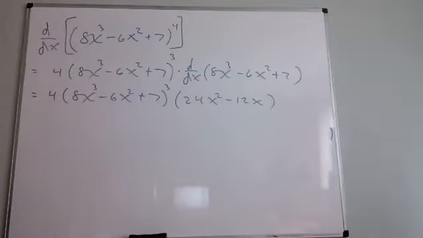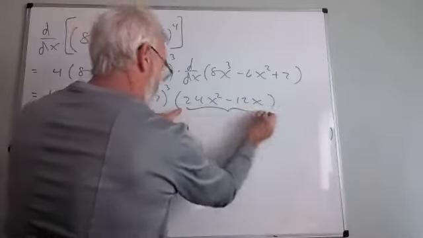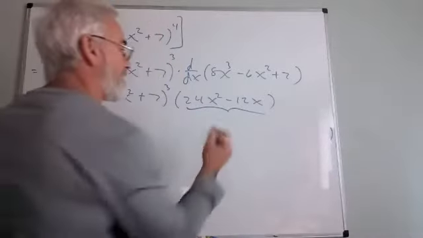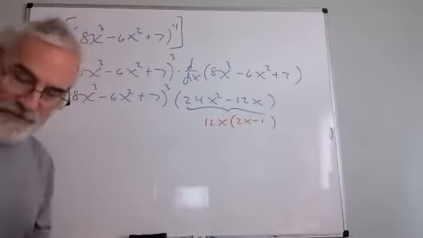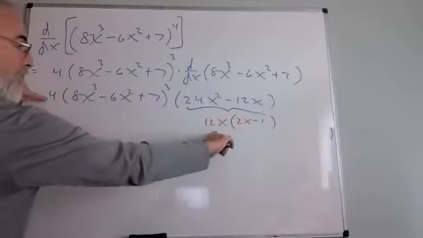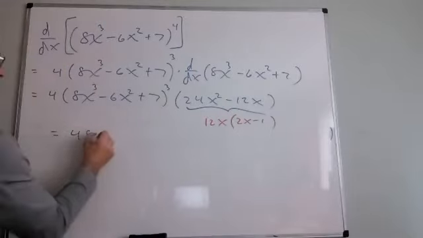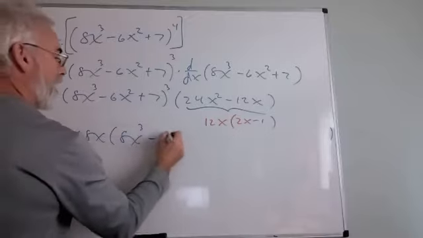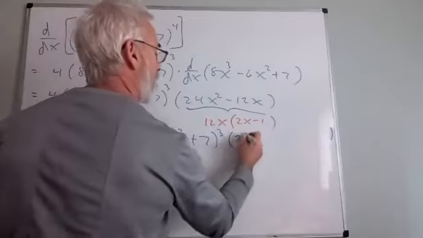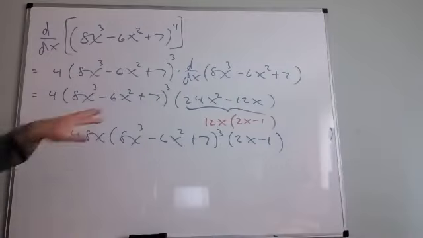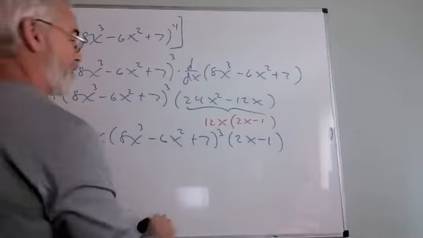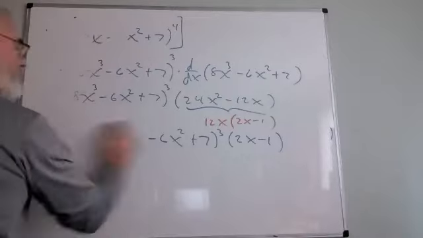Now I'm done with the calculus. Can I give a better representation of this answer? Yes, I can, because I can factor this last quantity. In fact, that quantity right there, I can clearly factor out a 12x, leaving 2x minus 1. So if I factor out that quantity there, and I combine these two here, I'll have 48x times (8x cubed minus 6x squared plus 7) to the 3rd power times (2x minus 1). Now that's the best answer I can give because the calculus is finished and it's in a factored form, which makes it the most useful version. All right, let's try another one.